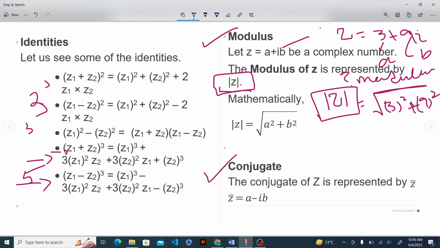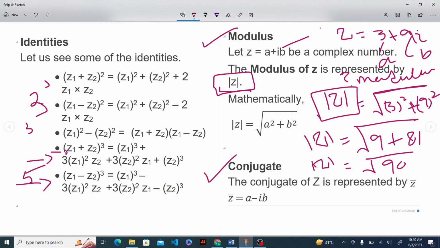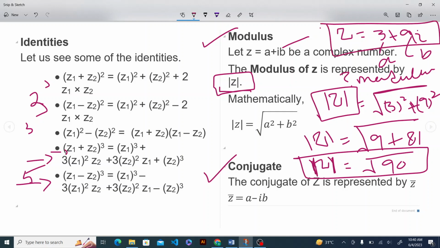No part of iota, no functionality of iota here for calculating modulus. So 3 3s are 9 plus 9 9s are 81. The modulus will be equal to what? Under root 90. Okay, so this is the answer for this complex number. We have got this under root 90 as its modulus. We can further resolve it as well if we want to take its under root value.